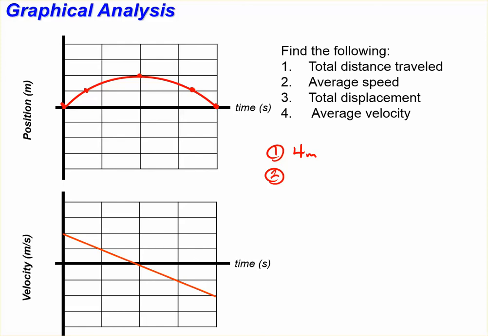If we want to calculate the average speed, all we need to know is how much time that took. It appeared to take 4 seconds. So 4 meters divided by 4 seconds is 1 meter per second average speed.